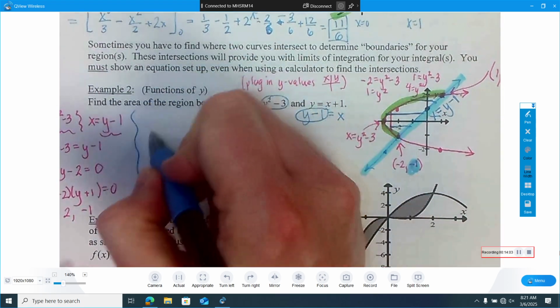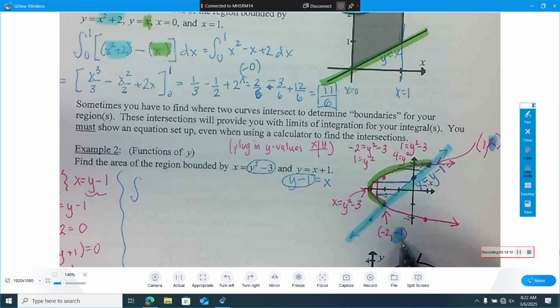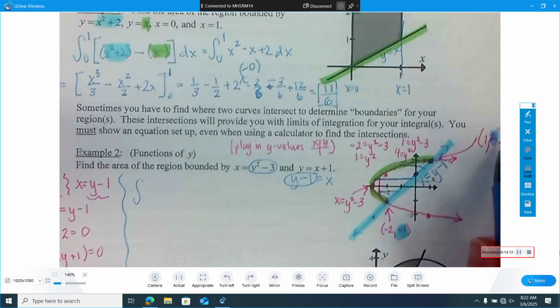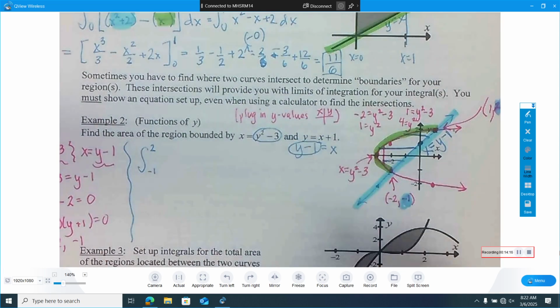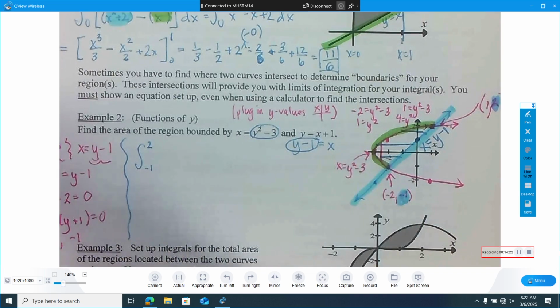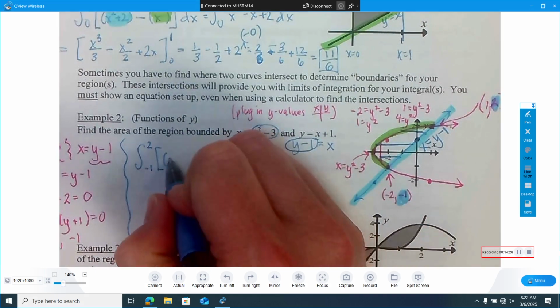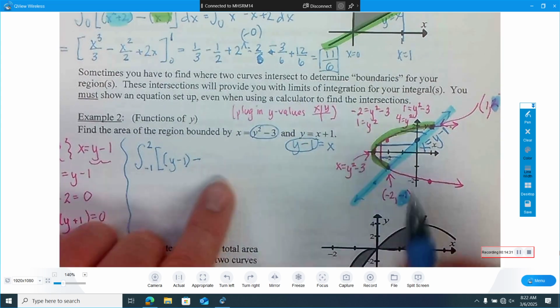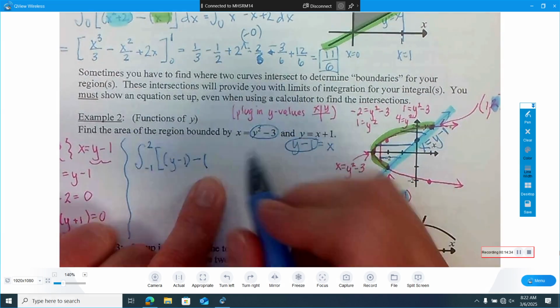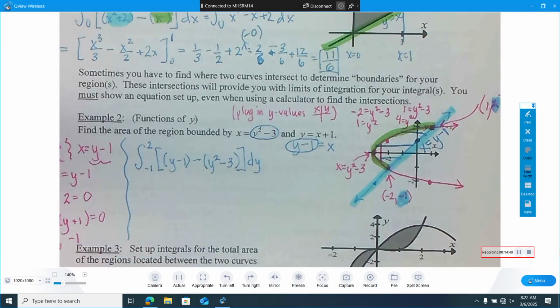All right. So I'm going to integrate to find the area of the region. We're integrating from my low y value of -1 to my high y value of 2. And we want to do the right curve, the blue curve, minus the green curve. So that would be, using parentheses, my y minus 1, minus the green curve, again with parentheses, which is y squared minus 3. And we are integrating this in terms of y, so everything has y's in it.